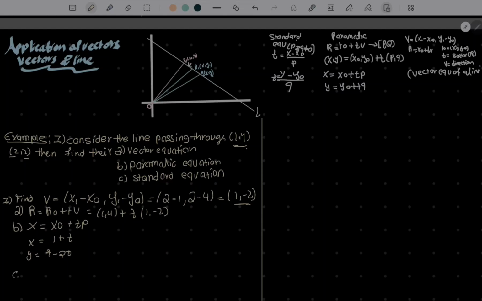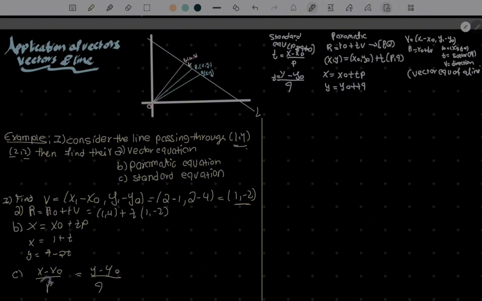Now this is the most important step, or the most important equation, which is find the standard equation. So to find the standard equation, we obviously need to just write down the equation as x minus x naught over p equals y minus y naught over q. So why we're doing this is, as you can see here it's t, here is t, so t is equal to t, meaning these two equations are equal. So now we're just gonna plug in the numbers and just find the value of t.